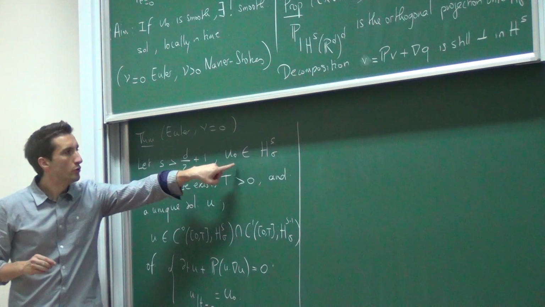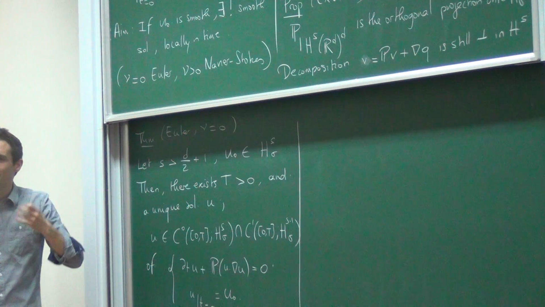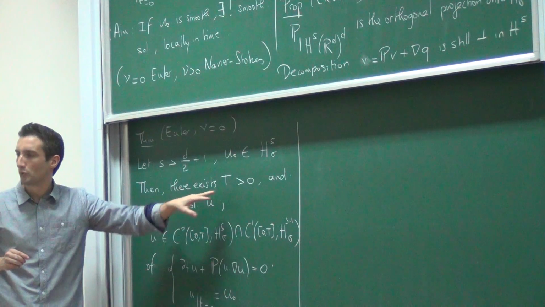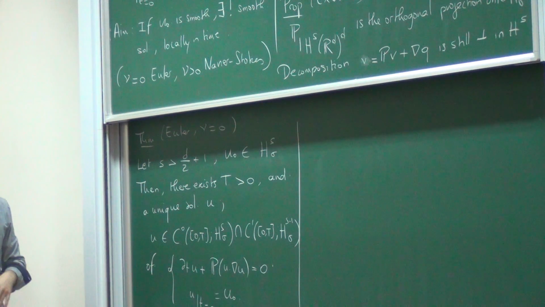So I take u0 in H^s with s large enough, so for a smooth enough solution, I will be able to have, at least for a small time, a solution with values in H^s. And this solution is unique. Okay.